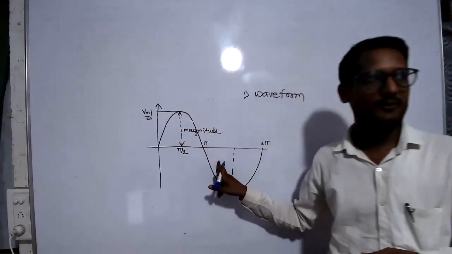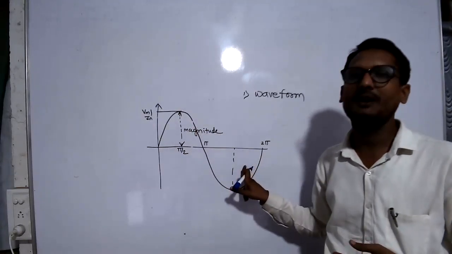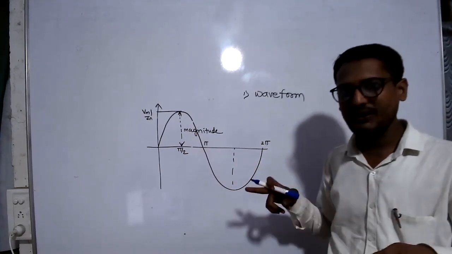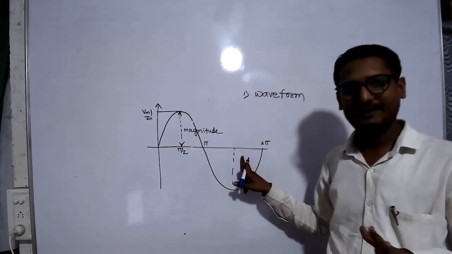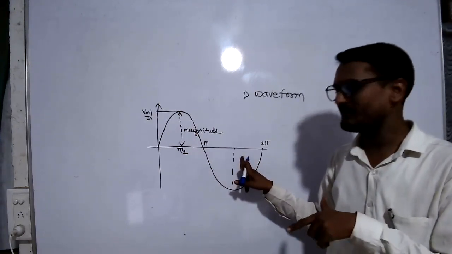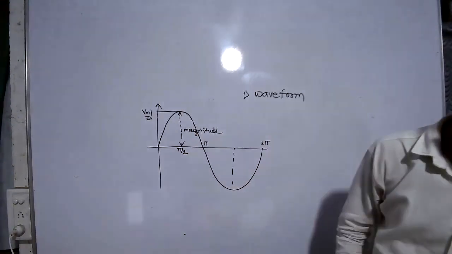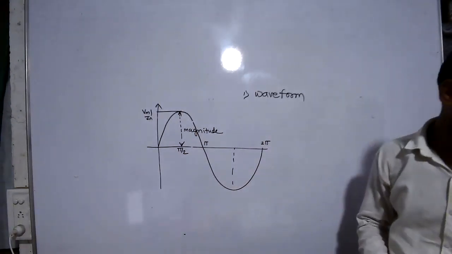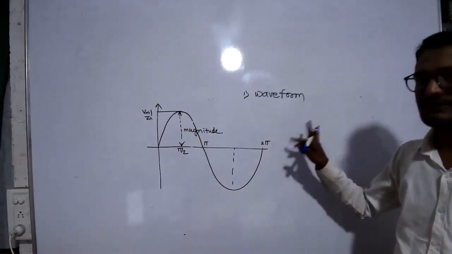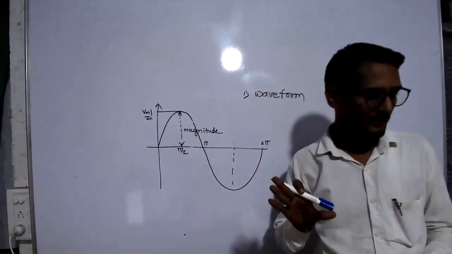If the shape of the waveform is a sine shape or sinusoidal shape, then the waveform is called a sinusoidal waveform. If the shape is triangular, it is called a triangular waveform. If the shape is square, it is called a square waveform. That means the waveform is the graph of magnitude of an AC quantity against time.